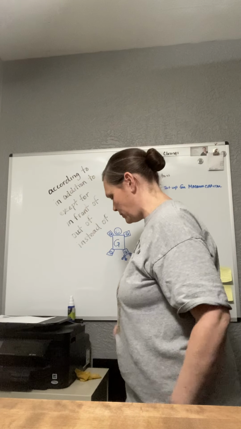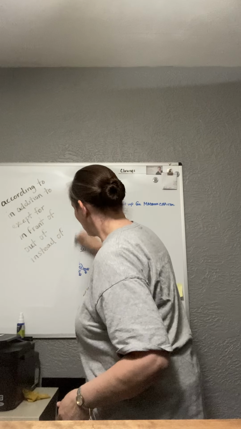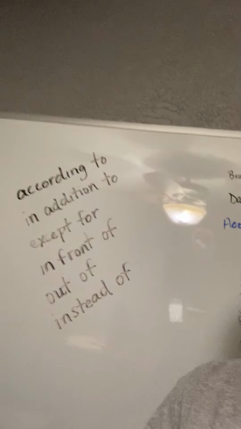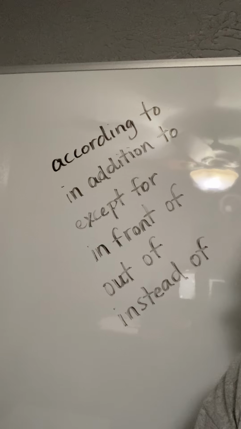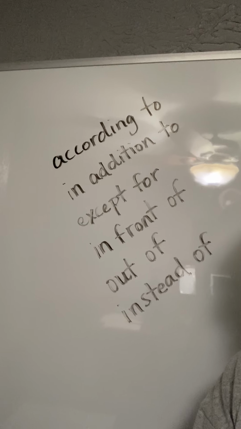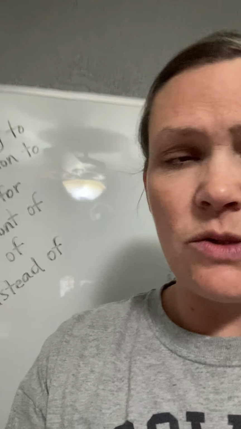I've written them kind of sideways. I might need to get rid of Gallon Guy here. See ya, Gallon Guy. We have a funny poem that goes with these. And these are the ones we're going to learn. I'll bring you up a little bit closer. According to, in addition to, except for, in front of, out of, instead of. And hopefully those don't look backwards when you look at them.